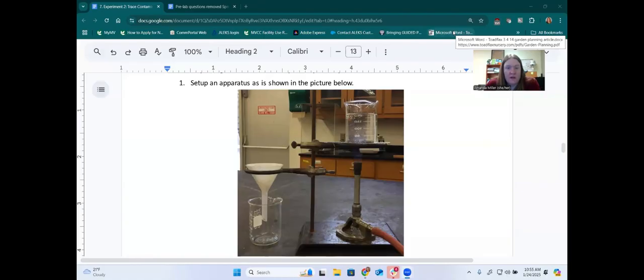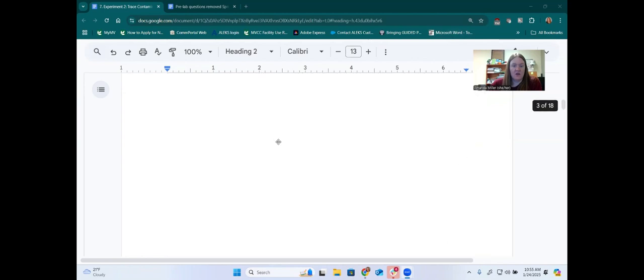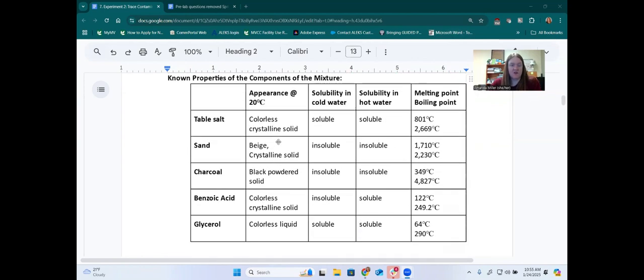We are doing part B of the trace contamination and exploring matter experiment. So our goal here is to take a whole bunch of physical characteristics of a mixture and identify what we get after we have done some heating and filtration and crystallization, okay?